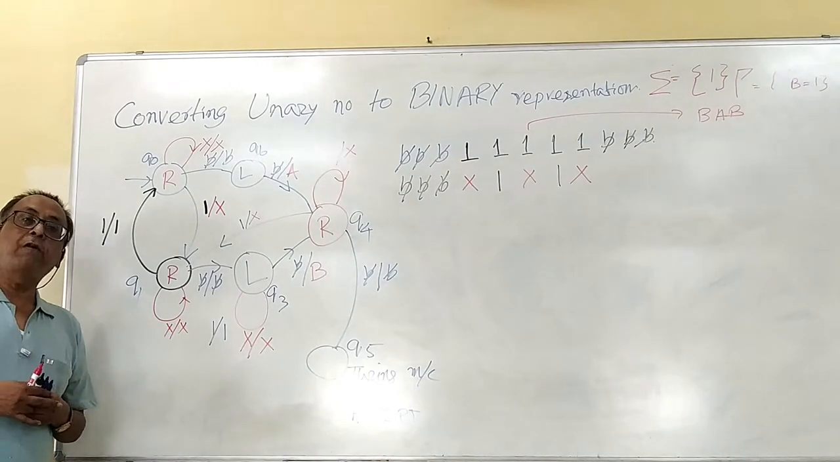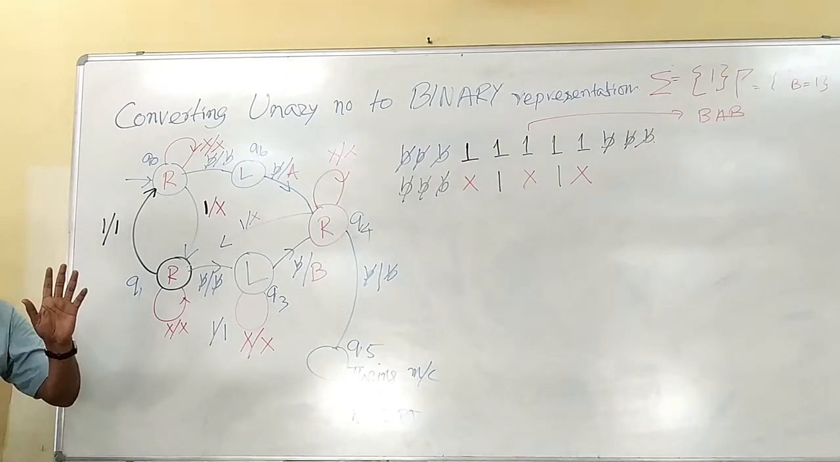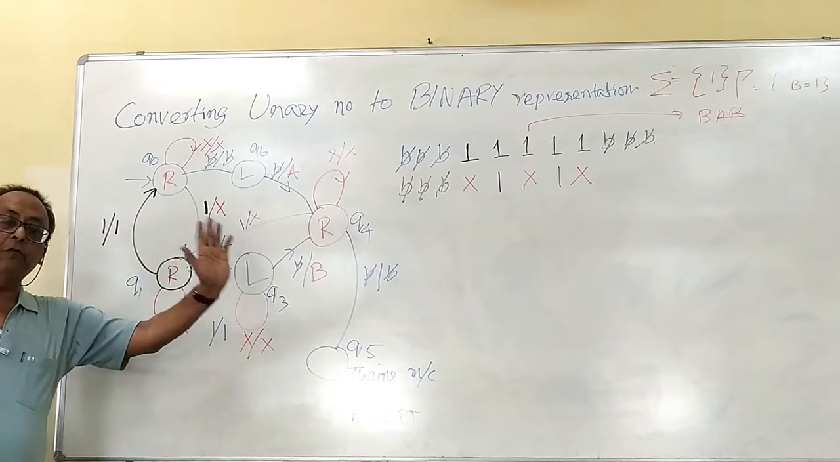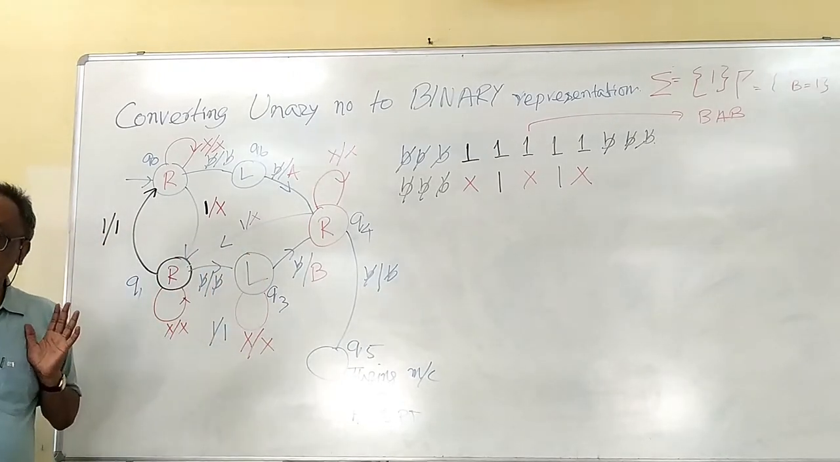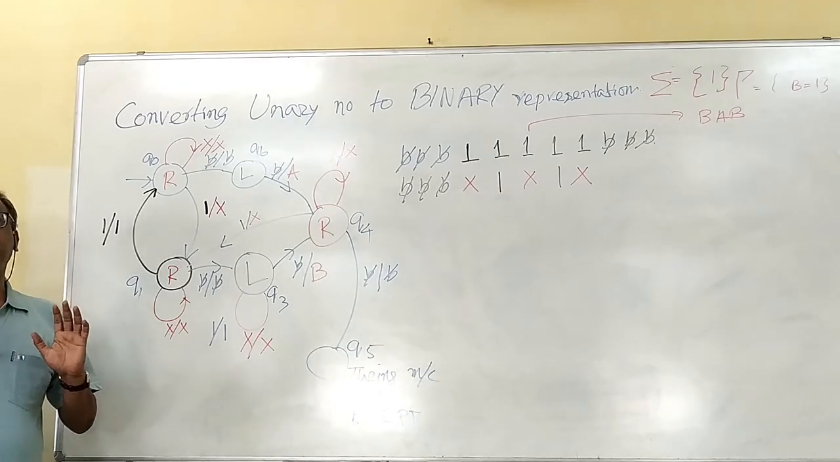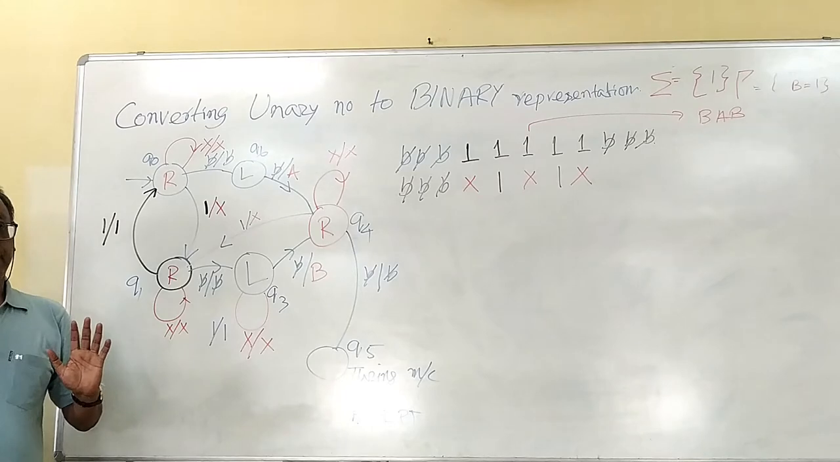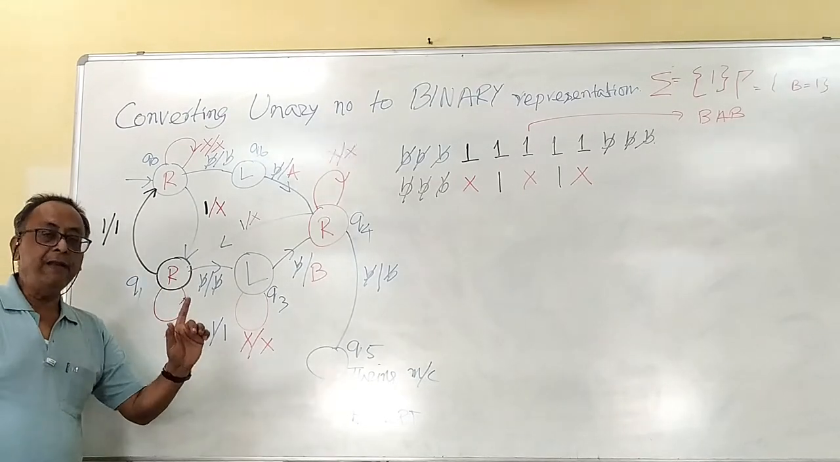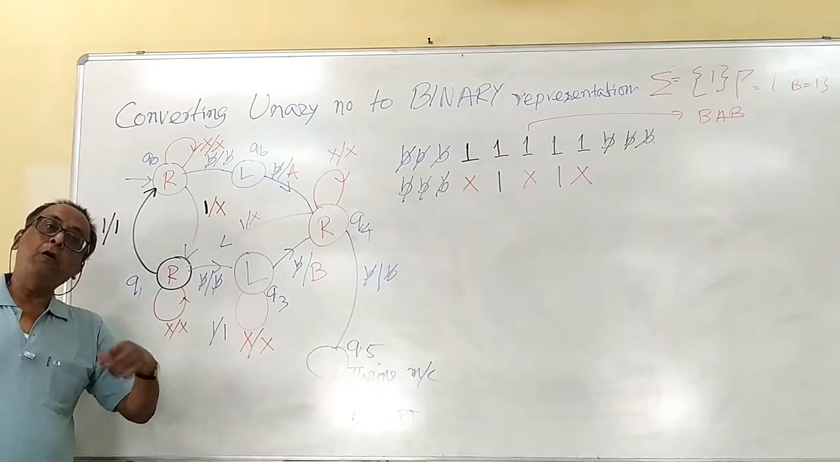Important coefficient we have already covered. We have already covered yesterday a to the power n, b to the power n, c to the power n, and probably we are convinced that it cannot be done with a PDA or with a finite state machine. Similarly, I wish to mention a to the power n, b to the power n can be done by a PDA but also by a Turing machine.